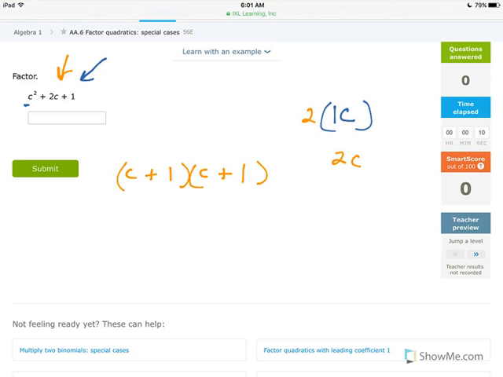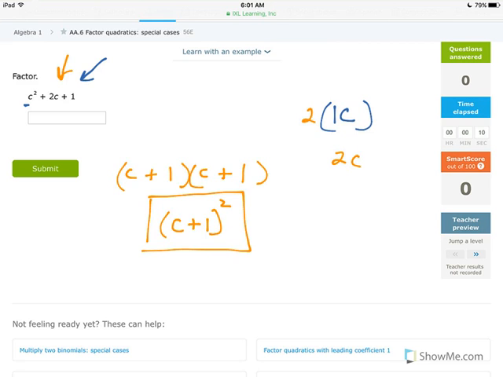I'm not actually sure if IXL.com will accept this form. If it doesn't, then you just want to go the extra step and write that as a binomial squared. So we have the same factor showing up, so we can just write that as c plus 1 being squared. Just make sure it's in parentheses.